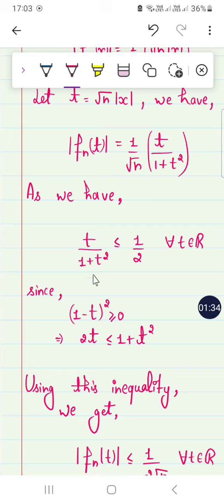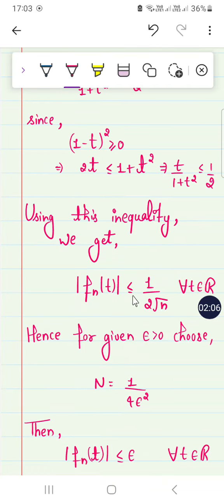How is it bounded by 1/2? Because we know that (1 − t)² is always positive, so 2t is less than or equal to 1 + t². So this will make sense: t/(1 + t²) is less than or equal to 1/2. So we can write this 1/2, and if it is bounded by 1/2, then with the constant term 1/√n, we will say that |f_n(t)| is bounded by 1/(2√n) for all t in R.